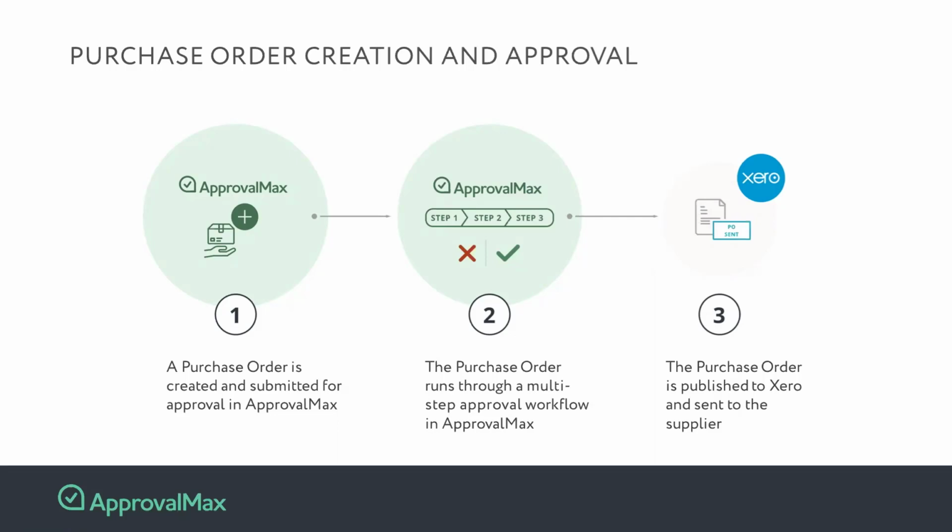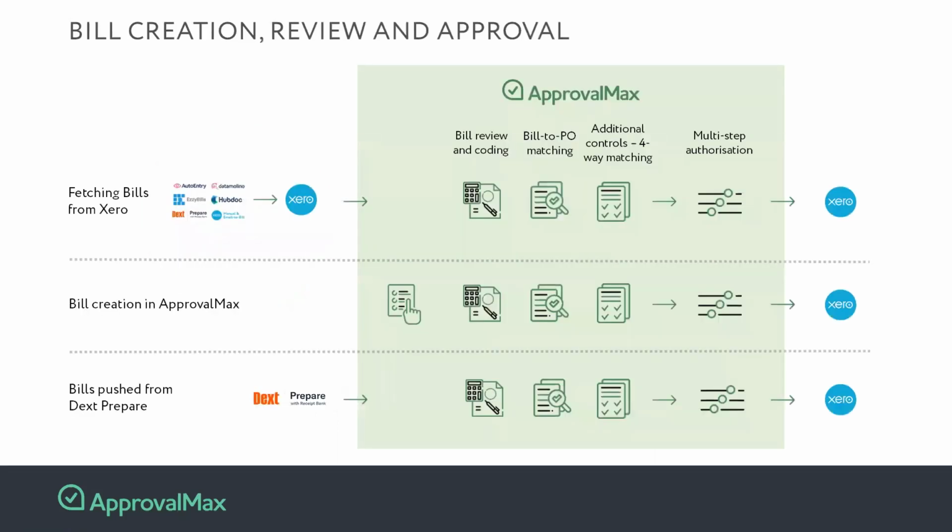In the last slide, before we switch to the live demo, you see the bill processing workflow. And this just looks more complicated compared to the purchase order workflow, just because there typically is one more system involved. The system is called OCR, like EasyBills, Auto Entry, Data Molino, or Dext Prepare. There are a lot of more OCR systems compatible with ApprovalMax.